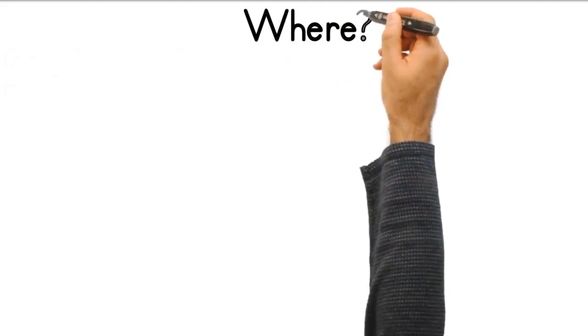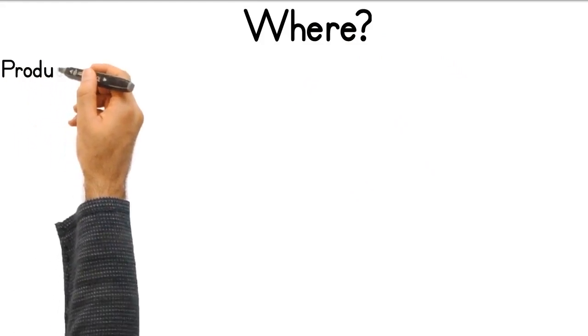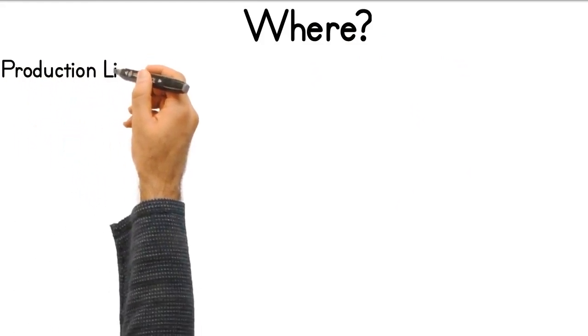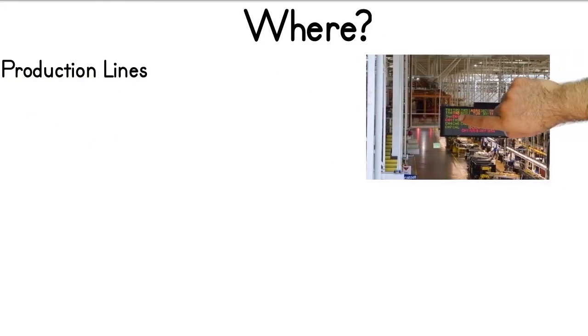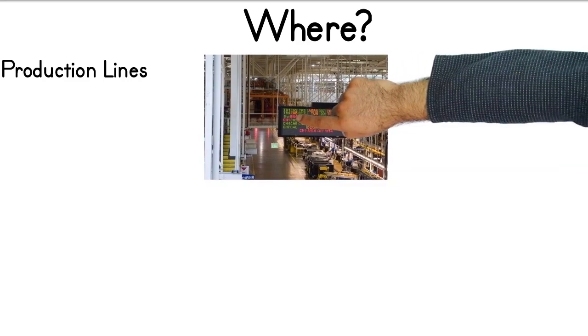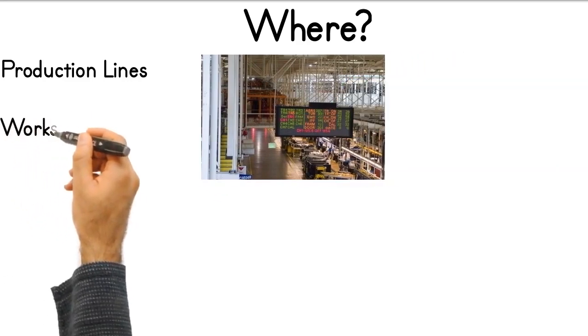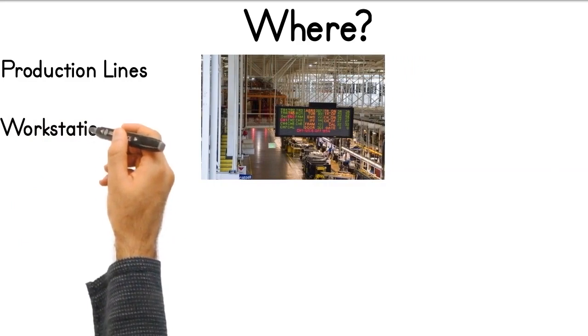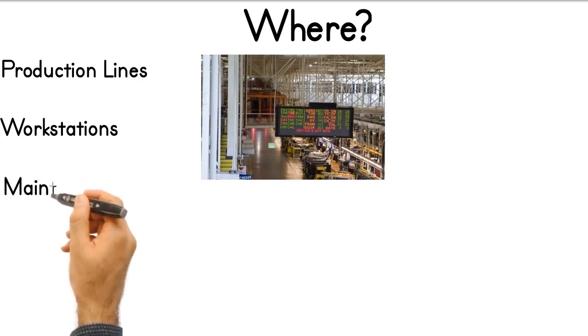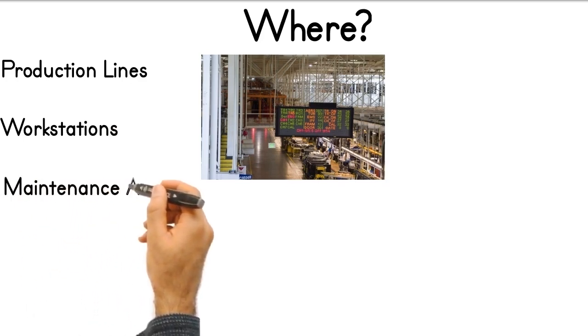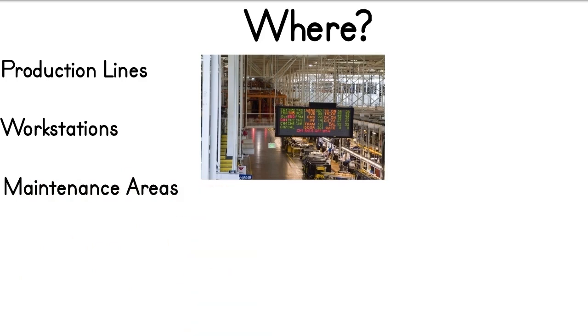Where is a visual factory applied? A visual factory can be applied across different areas within a manufacturing facility. Production lines. On the production floor, visual indicators can be used to show equipment status, production targets, work instructions, and workflow progress. Workstations. Each workstation can be equipped with visual tools such as instructions, checklists, or quality control charts to guide operators and ensure consistency.